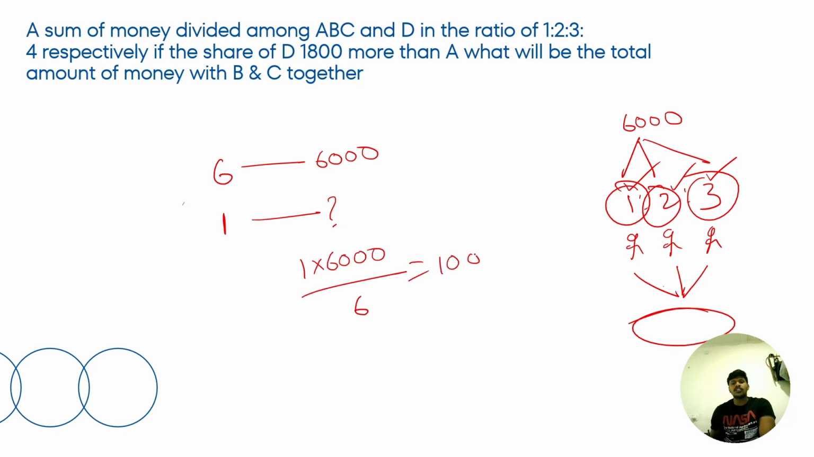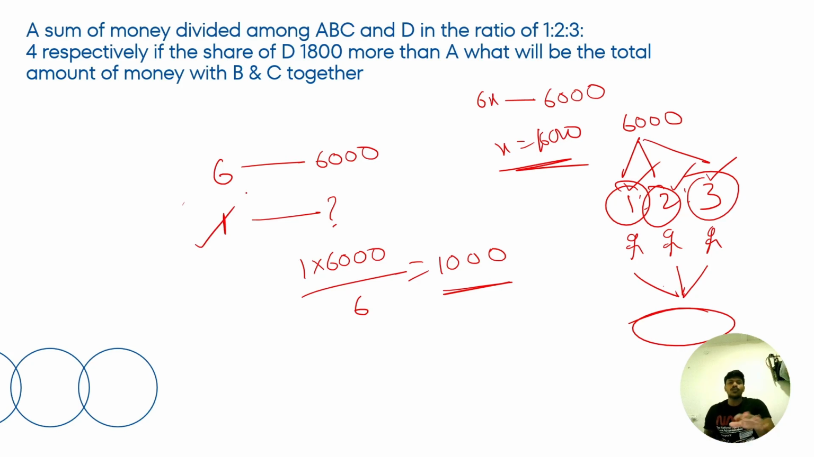Once you got this 1 unit value, that's actually the x value, because generally we're going to find out 6x is equal to 6,000, then x is equal to 1,000. That's the meaning of 1 unit. Once you got 1 unit, then find out 1x, 2x, 3x. That is 1 unit value, 2 units value, and 3 units value. That means the first person we have to give 1 unit, that is 1,000. For the second person, we have to give 2 units, that is 2x, that is 2,000. Third person, 3 units, that is 3,000, or 3x, that is 3,000.